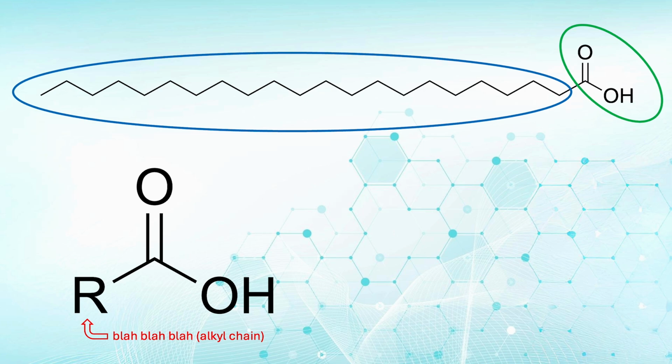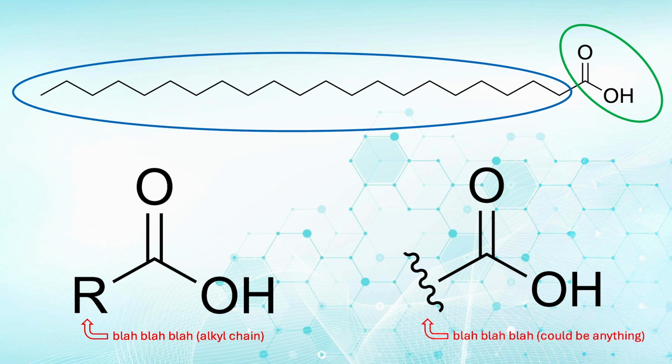Sometimes we want to say blah blah blah, but don't want to be specific with an alkyl chain. In this case, we can use a squiggly line. Often you'll see the squiggly line in a bond line formula. We're going to be using R and squiggly lines a lot during this chapter and the rest of this course. Sometimes we use them interchangeably. But all you must know is that when you see R or the squiggly line, we mean blah blah blah, and you shouldn't focus on it too much.